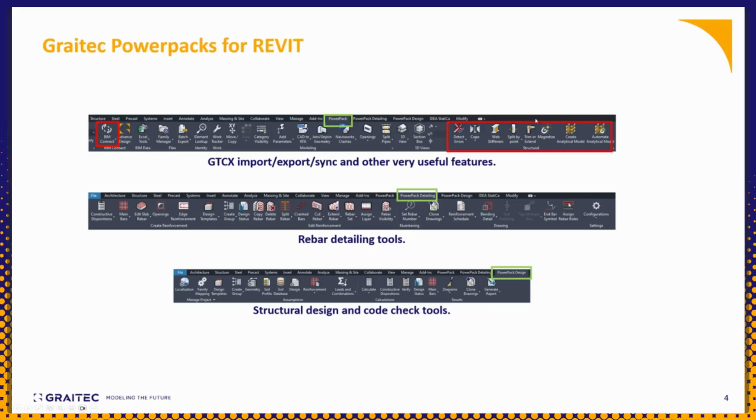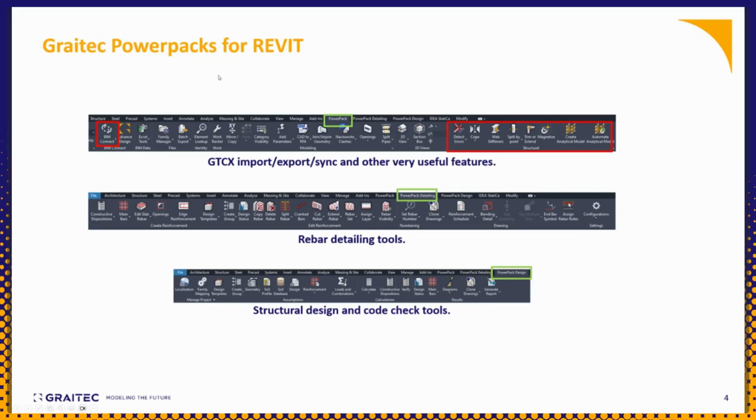Talking about Revit, we have three main tools in Revit. PowerPacks, we call them here, to help you with modeling, concrete design and detailing inside Revit. The first one is what we call PowerPack Standard. When you install it, it's going to look like this in your Revit toolbar, and it has different types of usages here.